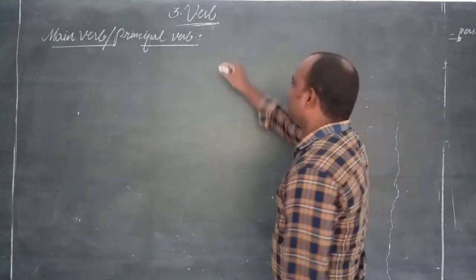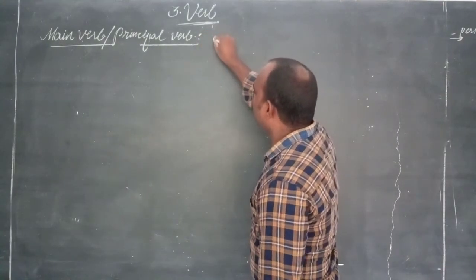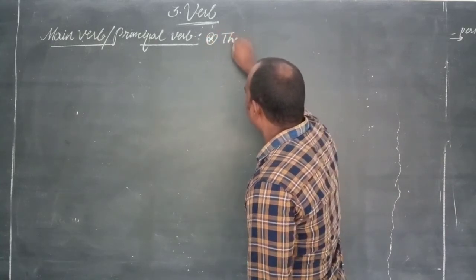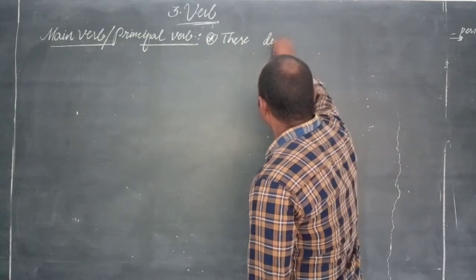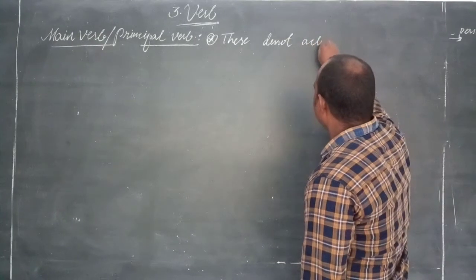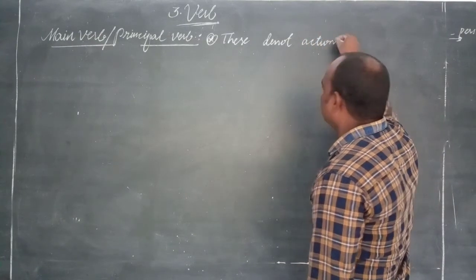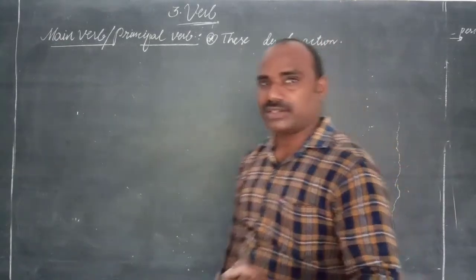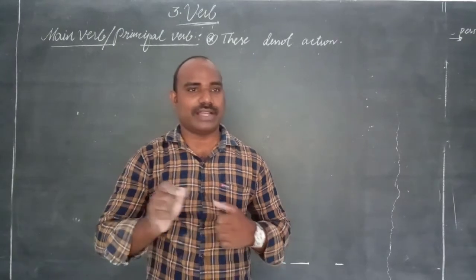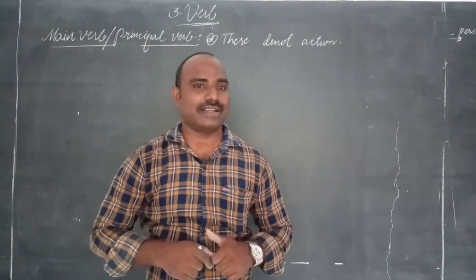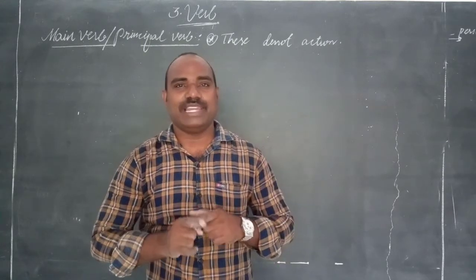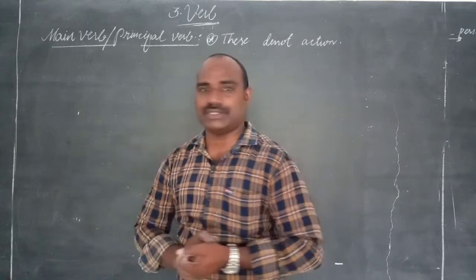See, main verbs denote or represent action. Main verbs denote actions. For example, action words. Stand is an action. Write is an action. Teach is an action. Jump is an action. Look is an action. So, main verbs denote actions in a sentence.